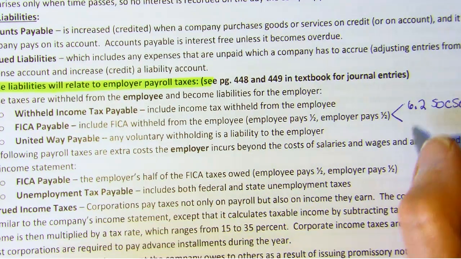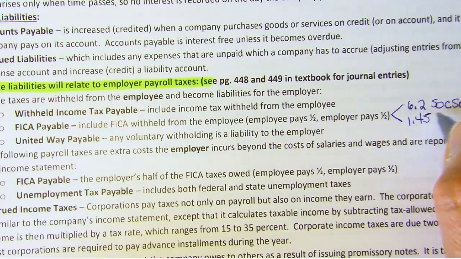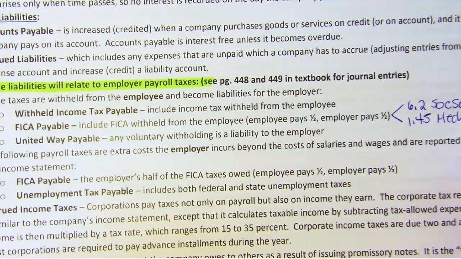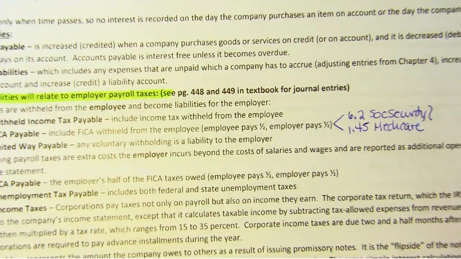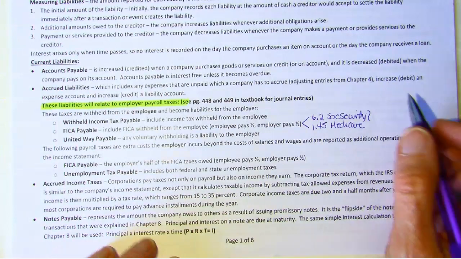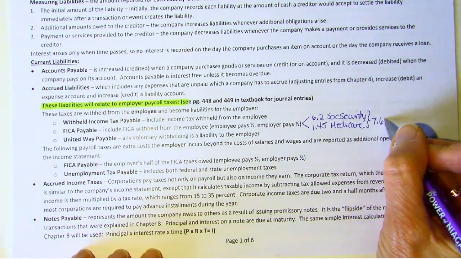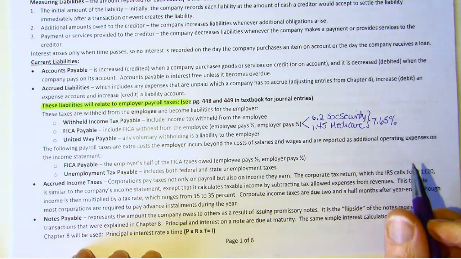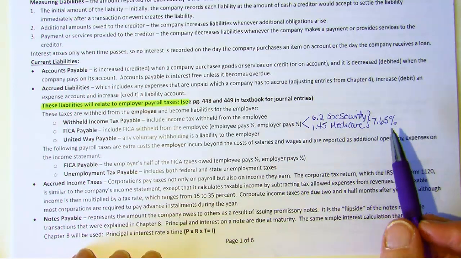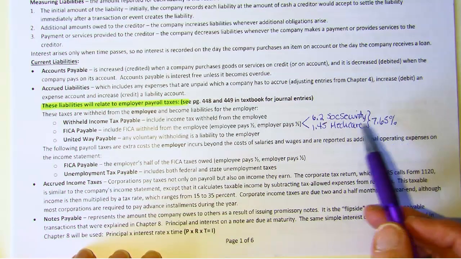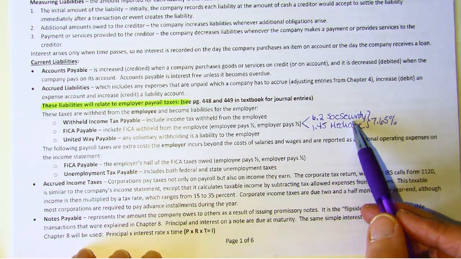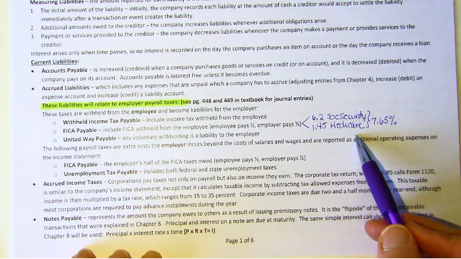And then 1.45, and that's the Medicare portion. Added together, it's 7.65 that the employee has withheld from their pay. Now, once the employee earns $137,700 in 2020, there's no more Social Security deducted from their pay. However, the Medicare deduction continues.